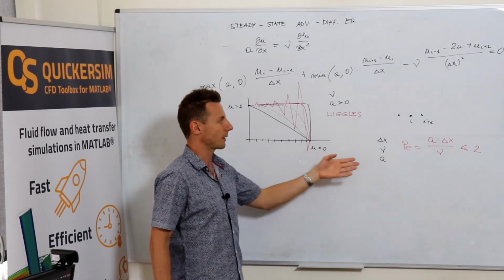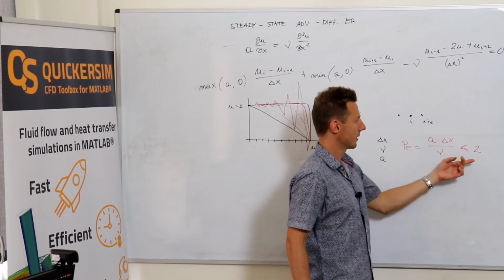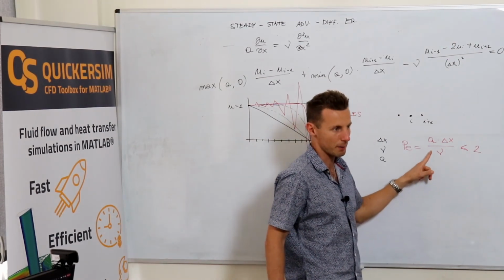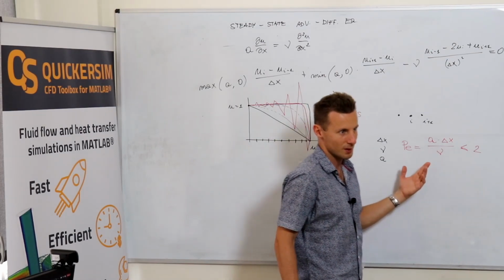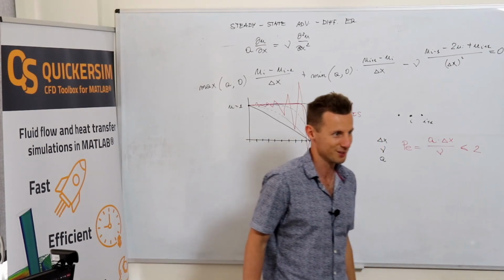but if you go even higher, then it's extremely unstable. Now you could ask yourself the question, okay, is it simple to keep the Peclet number below 2? And to be honest, for most physical applications, it's not.